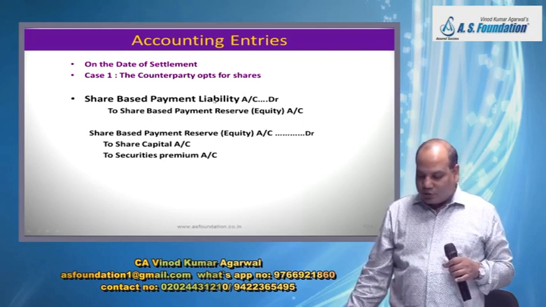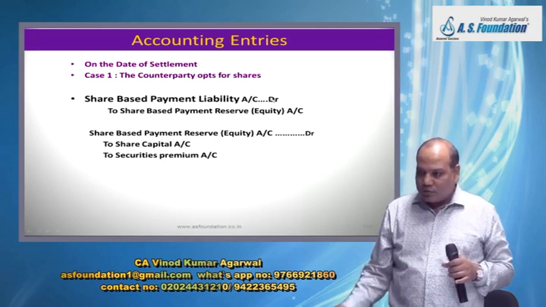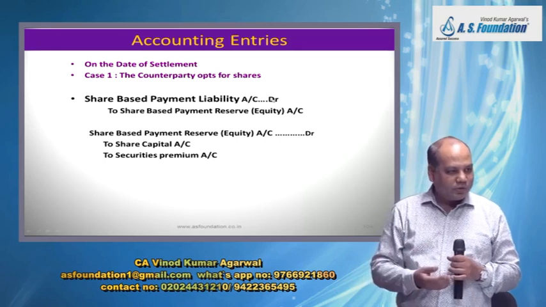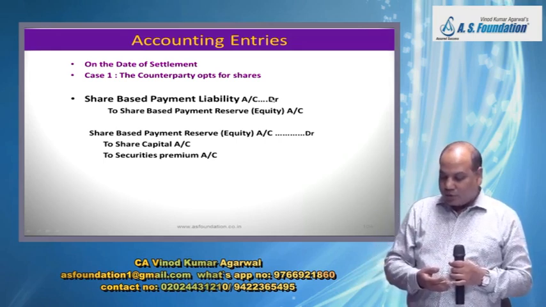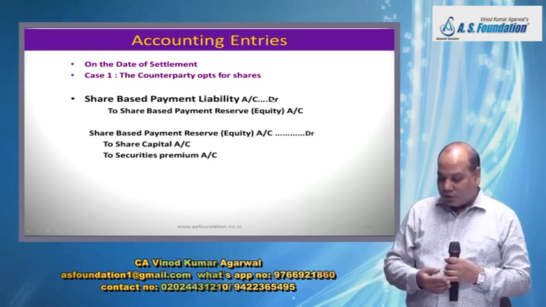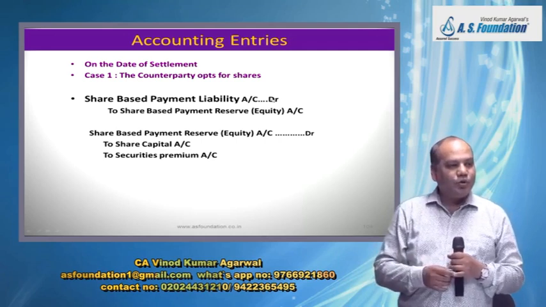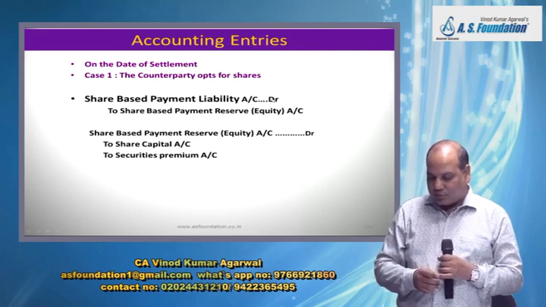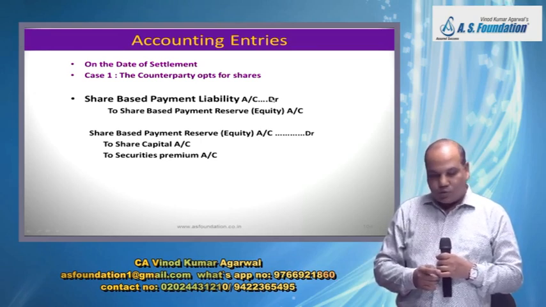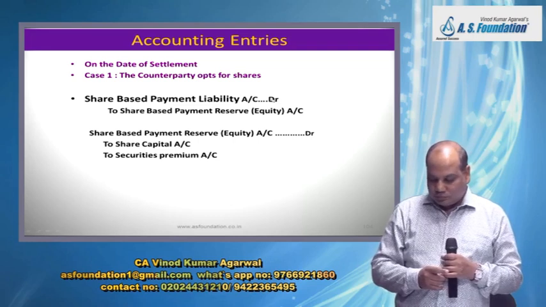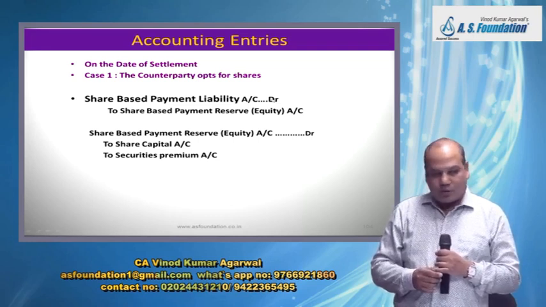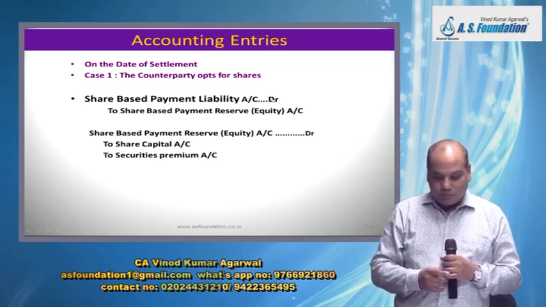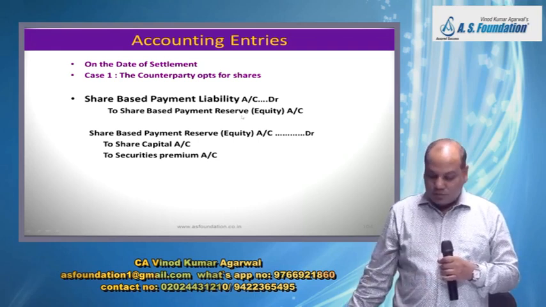The opportunity cost is this amount: he can ask for cash and he can use that money to purchase the shares. To share-based payment reserve equity account, and then this equity account you use it for issue of shares. So share-based payment reserve equity account, to share capital, to securities premium. Okay. Case 2, write down below that.